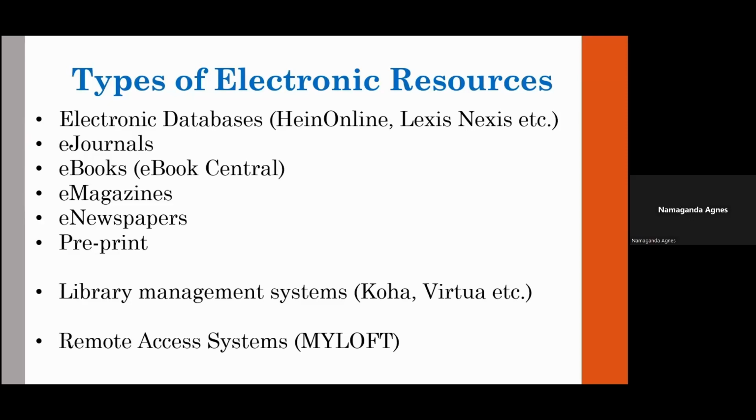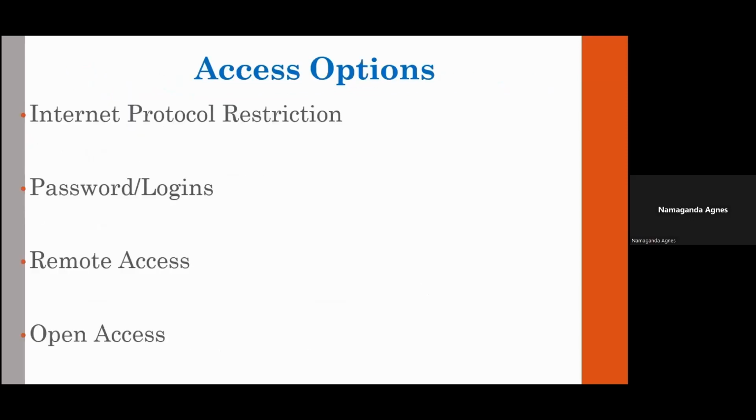I was saying that we talk about remote access, and that is MyLoft, which is my library on the fingertips. So what are the different access options that we have in order to access the different resources that I have mentioned, including the ebooks and e-journals? We have internet protocol restriction for some of the databases, which require logins. And we have also remote access and open access.